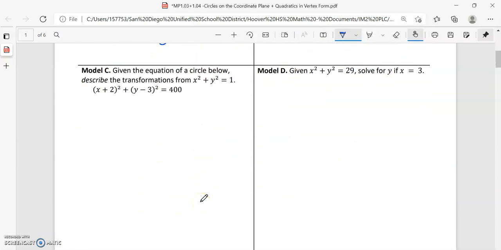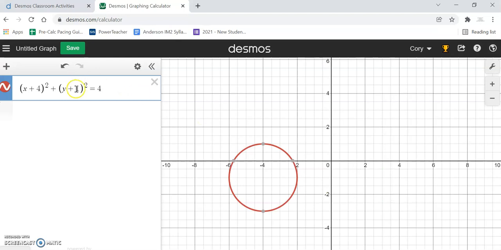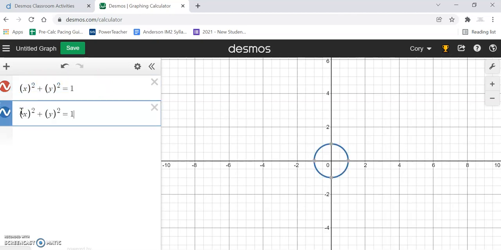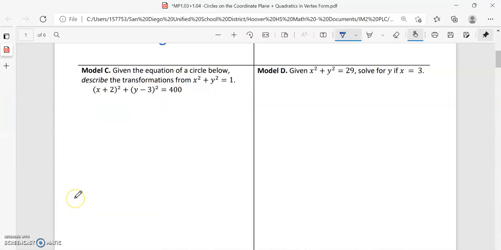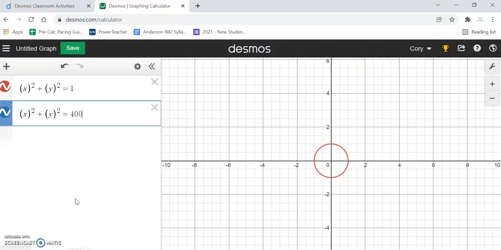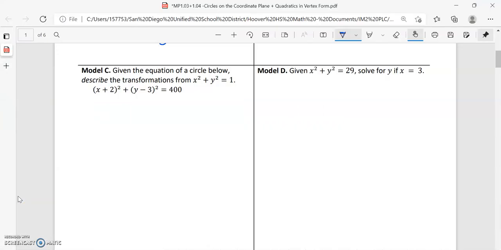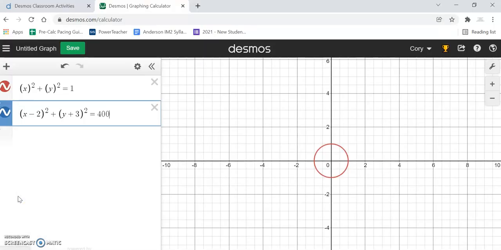Model C: given the equation of a circle below, describe the transformations from x squared plus y squared equals 1. Okay, so let's go to Desmos again and see what happens here. We start with the generic, regular unit circle. I'm going to copy this and paste it into the new one. And let's look at my other numbers. We have plus 2, minus 3, 400. Check that again. Oh, I had it backwards. So plus 2, minus 3.